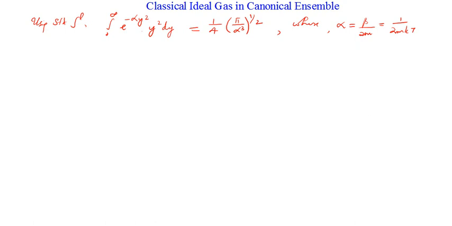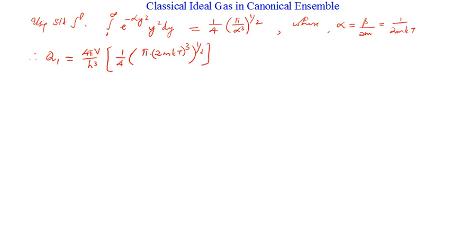Now with this, using the standard integral, our single particle partition function becomes Q1 equal to, what is outside, 4π v/h³ was already there outside the bracket. Now I am applying the standard result of the integral, that is 1 by 4 into π divided by α cubed. Remember α is equal to 1 by 2m kT, so α cubed is 1 by (2m kT) cubed. Now the whole raised to 1 by 2. So this is exactly what we get.